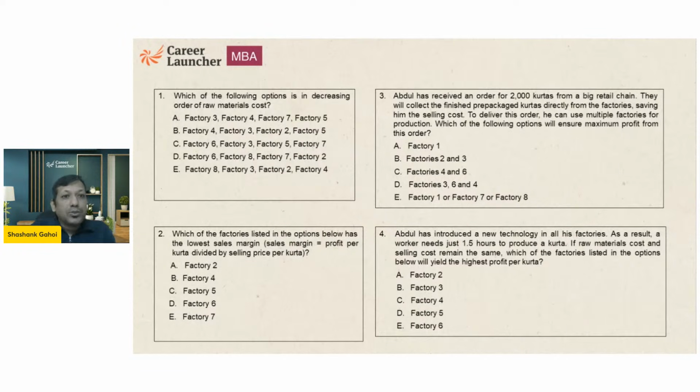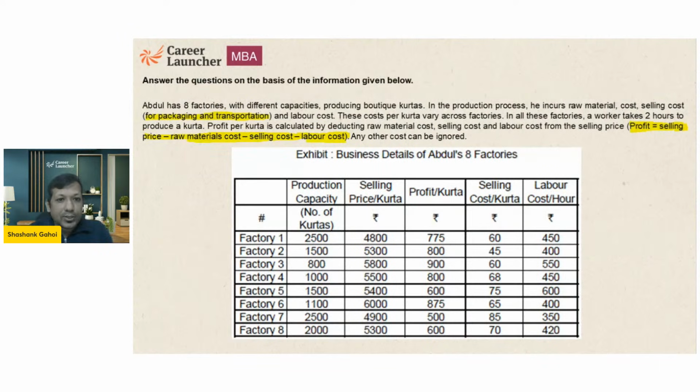cost. So we are looking for raw material cost, and that is this. So I'm going to go with option 1, that is factory 3, factory 4, factory 7, factory 5. I'm going to start with that and see what I can get. So what is raw material cost? It says profit is equal to selling price minus raw material cost minus selling cost minus labor cost. So raw material cost means selling price minus this into 2, and that is going to be my raw material cost.